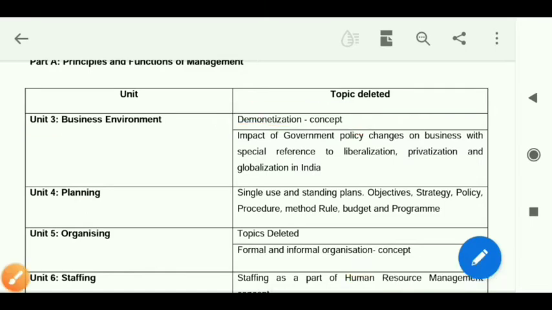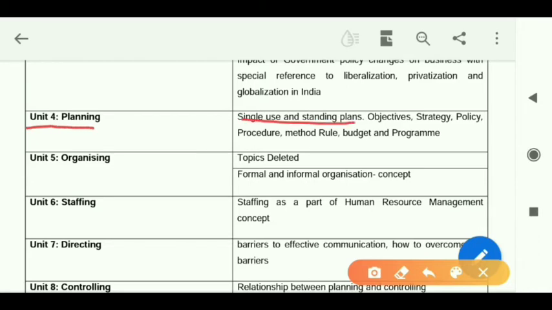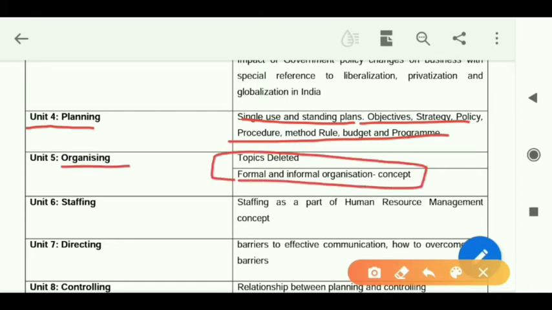Moving on to chapter 4, that is planning. The types of plan that we studied about: single use plans, standing plans, the 8 different types of plan, these are also removed from the syllabus. Chapter 5, organizing. The whole concept about formal and informal organization has been removed. In chapter 6, staffing, the concept of staffing as a part of HRM has been removed. This is a very small portion where we understand how staffing is different from HRM. That portion has been removed.